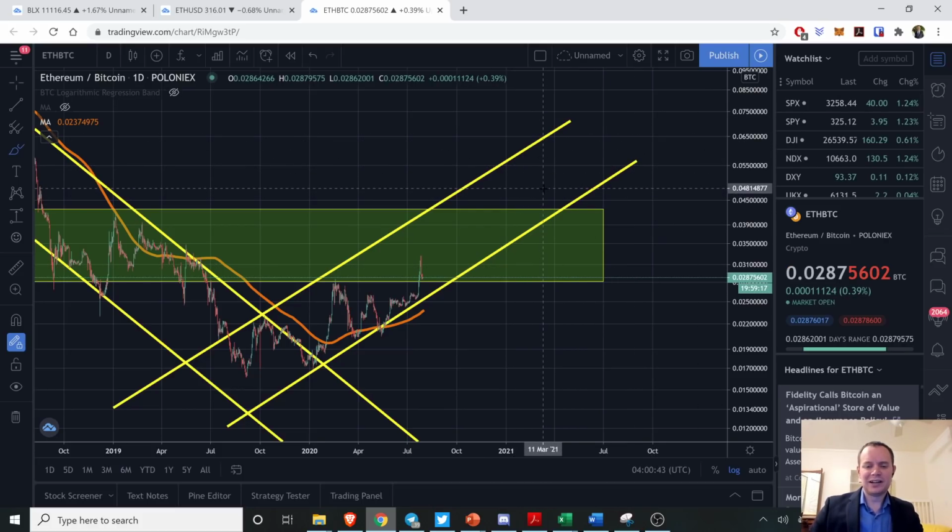But this is just like a longer term guess, I guess, than anything. And I do think that there's a good chance that the Ethereum Bitcoin ratio would go a lot higher than this level during this market cycle. Like I could easily see it getting to 0.1 or potentially 0.15.